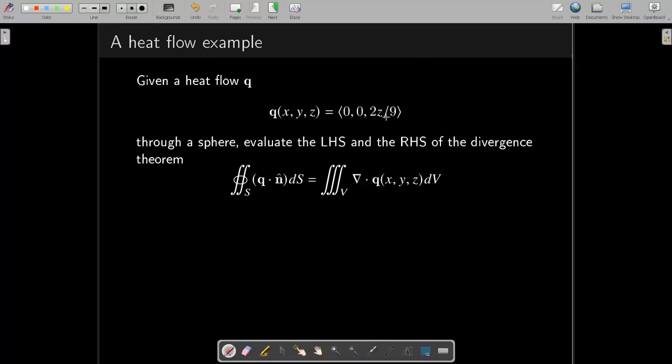Now, to remind you again, the idea of learning this is about deep thinking. So you want to start, before even going to the calculation, by looking at some kind of meaning here. The statement goes like, if we are given a heat flow Q with this expression through a sphere, then evaluate the left-hand side and the right-hand side of the divergence theorem here. So this is the left-hand side, which is balanced by the right-hand side.